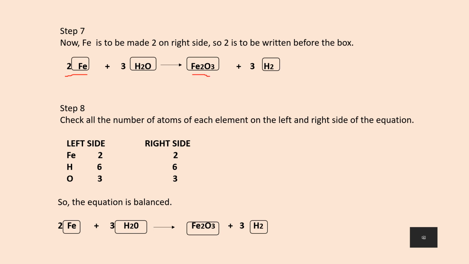Finally, we check the number of atoms of each element on the reactant side with the number of atoms of each element on the product side. We see the equation is balanced. You can check here that to balance this chemical equation, we have only changed the number of moles of the elements or compounds to balance this chemical reaction.